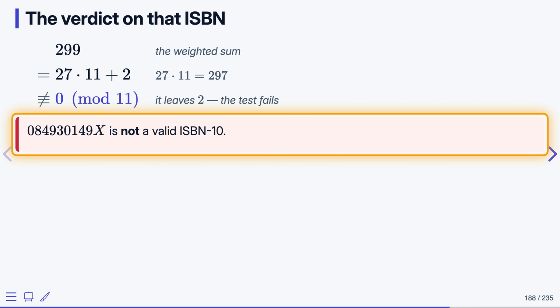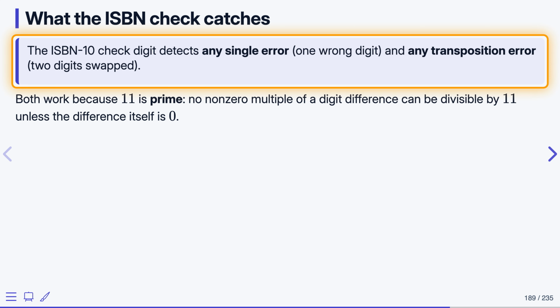Let's finish with why this design is so good. The ISBN check catches any single error. Change one digit and the weighted sum changes, so the test notices. It also catches any transposition error, which is when two digits get swapped by accident. That is a very common human mistake, and simpler schemes miss it.